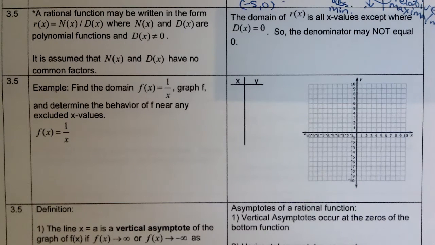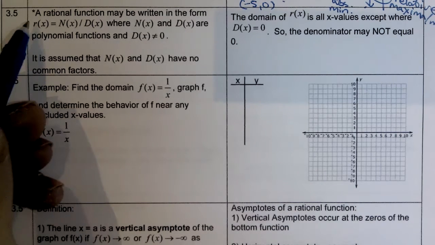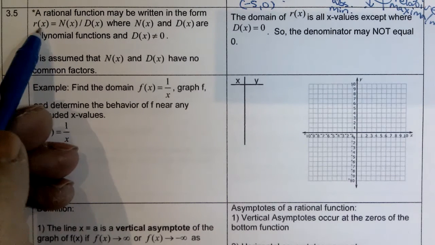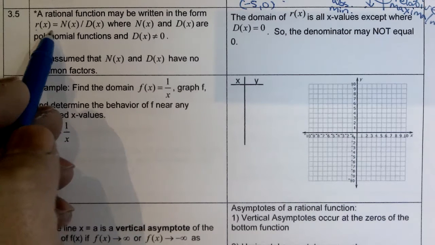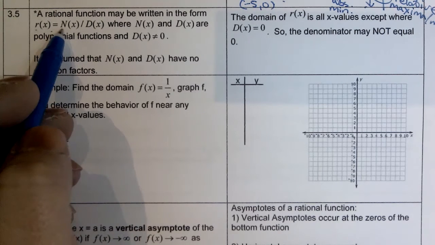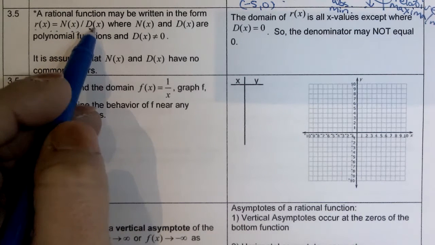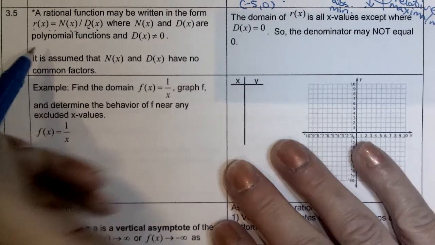Okay, so precalc Apex 3.5. Rational functions. Rational functions are written in the form of a numerator, N of x, over a denominator, D of x. So it's written as a division problem.